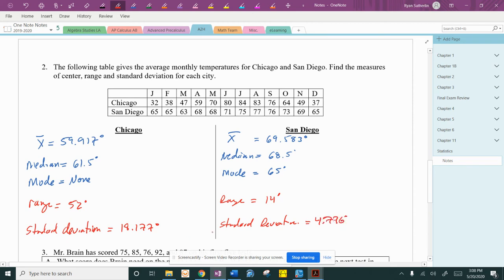And that should make sense to you. Here's what that means. Look at the standard deviations. A typical month in Chicago, the temperature ranges from 18 degrees below the mean to 18 degrees above the mean. The temperatures are very spread out.